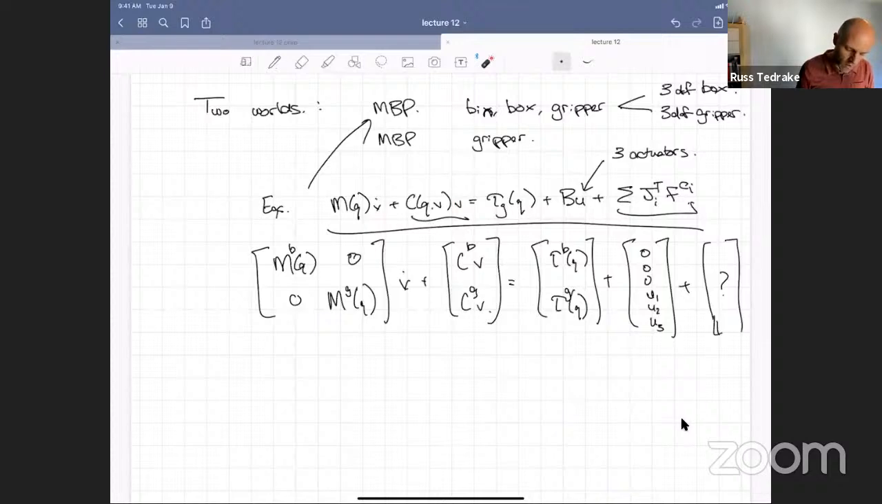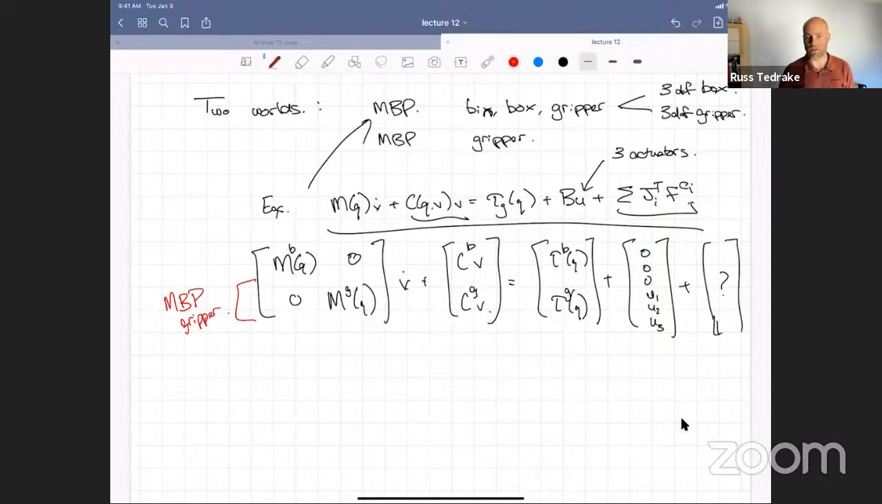Now, my gripper view of the world is just this bottom set of equations. So my second multi-body plant, if you will, for the gripper, gives me only the bottom equations, because that's the only ones I actually have any reasonable access to in the control system. So my controller is only allowed to see that bottom set of equations, but the world is simulating the whole set.